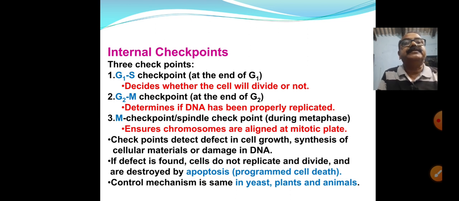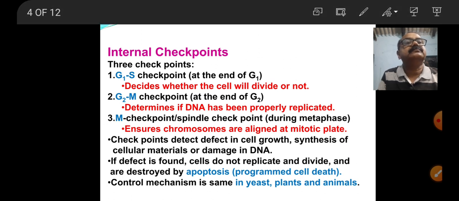The internal checkpoints. There are three internal checkpoints. These are G1 and S checkpoint, G2 and M checkpoint and M checkpoint. The G1S checkpoint is found at the end of G1 phase. This checkpoint decides whether the cell will be divided or not.